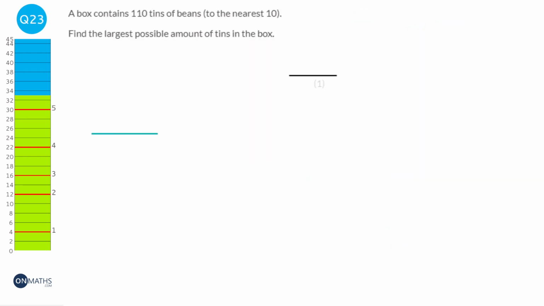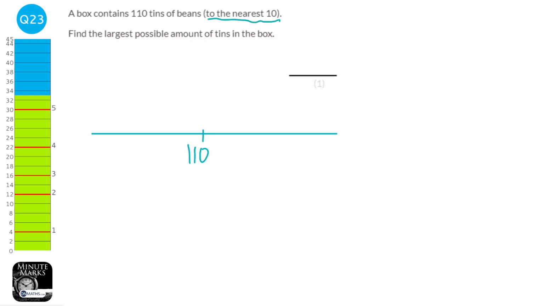If I start by drawing a number line, and we're going to put the 110 in the middle. Now I'm going to label the next one down and the next one up. It says to the nearest 10, so the next one down would be 100, and the next one up would be 120. Now we're interested in the cutoff, and the cutoff point is between the two numbers. If it goes above that cutoff point, it would have rounded to the next number up. So if the number was here, it would round to 120.